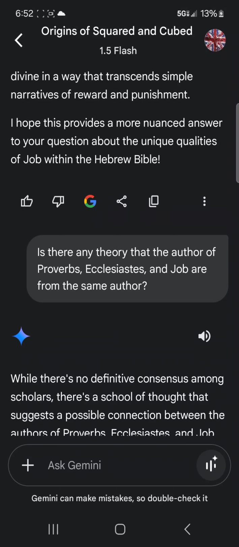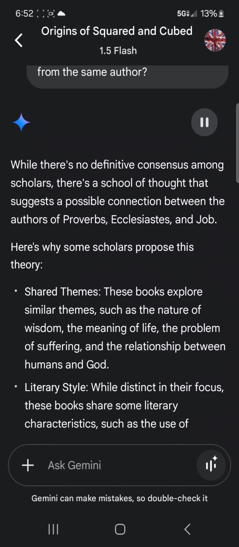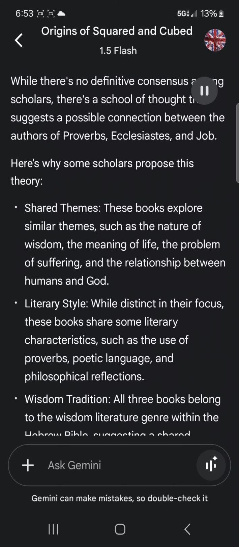Is there any theory that the author of Proverbs, Ecclesiastes, and Job are from the same author? While there's no definitive consensus among scholars, there's a school of thought that suggests a possible connection between the authors of Proverbs, Ecclesiastes, and Job. Here's why some scholars propose this theory.